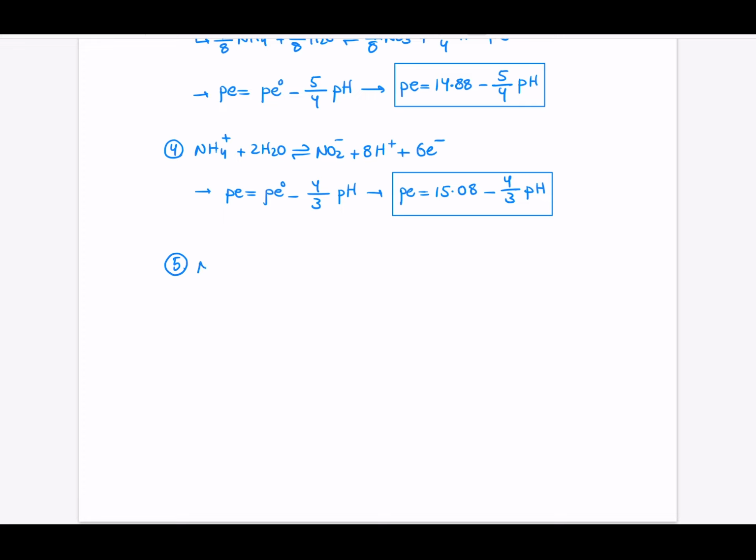And the fifth one between ammonia and nitrate would be eventually PE equal to PE0 minus 7.6 of pH, PE equal to 13.54 minus 7.6 of pH.